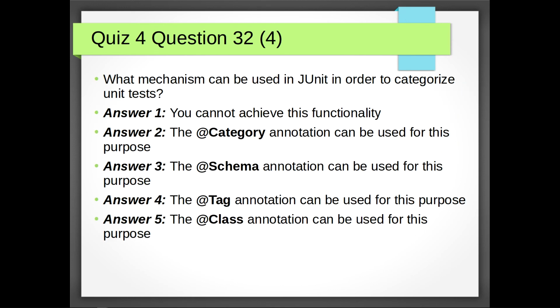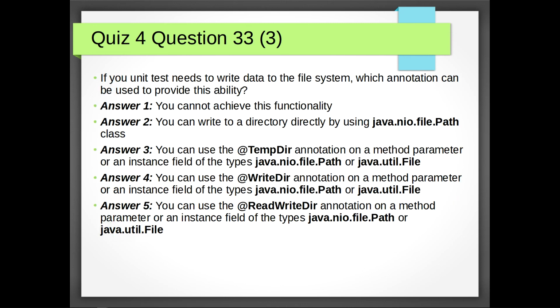Alright. Quiz 4, question 32. What mechanism can be used in JUnit in order to categorize unit tests? Answer 1. You cannot achieve this functionality. Answer 2. The @Category annotation can be used for this purpose. Answer 3. The @Schema annotation can be used for this purpose. Answer 4. The @Tag annotation can be used for this purpose. Answer 5. The @Class annotation can be used for this purpose. And the correct answer is 4. The @Tag annotation can be used for this purpose.